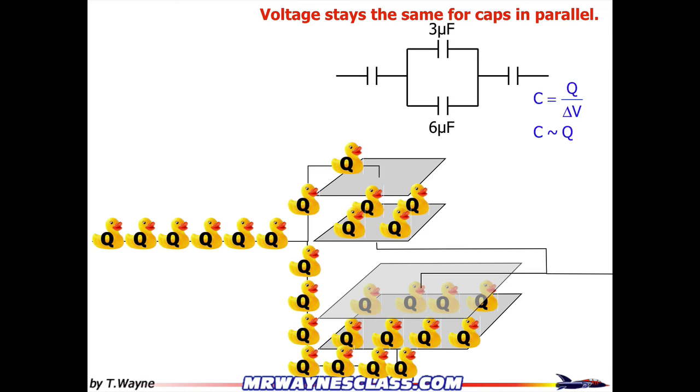And look at my capacitor circuit above. The 6 microfarads is twice as big as the 3. And if you look at my ponds, one's twice as big as the other. It's got twice the area, and so it has twice the charges. So it's a 2-to-1 ratio.